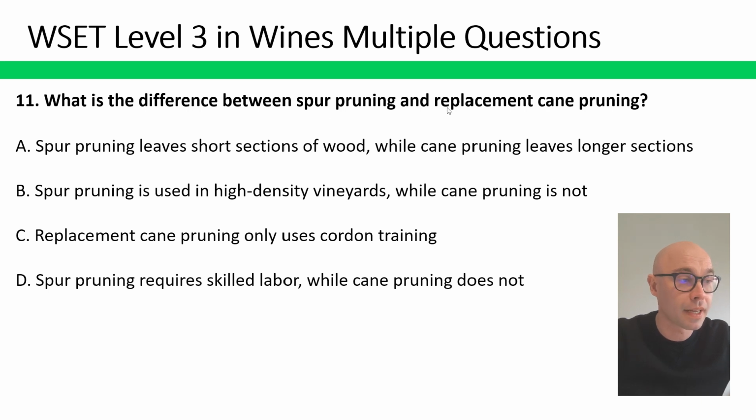What is the difference between spur pruning and replacement cane pruning? Spur pruning leaves short sections of wood, while cane pruning leaves longer sections. Spur pruning is used in high density vineyards, while cane pruning is not. Replacement cane pruning only uses cordon training. Spur pruning requires skilled labor, while cane pruning does not. The correct answer is A, spur pruning leaves short sections of wood. So a spur is the 2 to 3 bud part of wood, while with cane pruning, on a cane you have 8 to 20 buds.